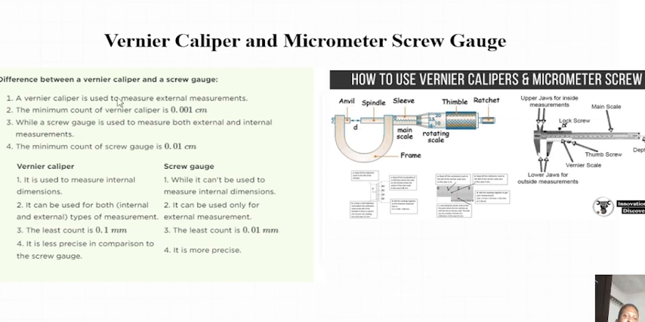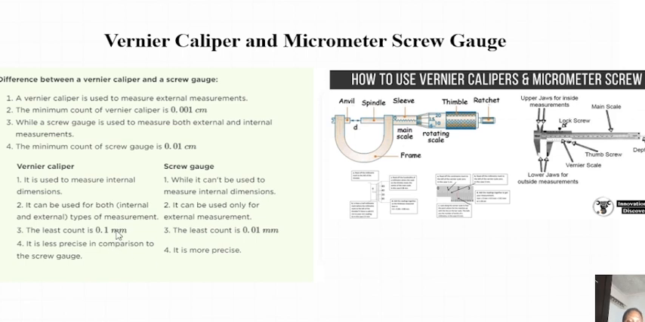A vernier caliper is used to measure external measurements. The least count of the vernier caliper is 0.01 centimeter. So let's quickly go through the differences. The vernier caliper can be used to measure internal and external dimensions, because this small part can enter a small tube. If you want to measure the internal diameter of a tube, you can put this inside. But the micrometer cannot be used to measure anything internal. It can only be used to measure external things.